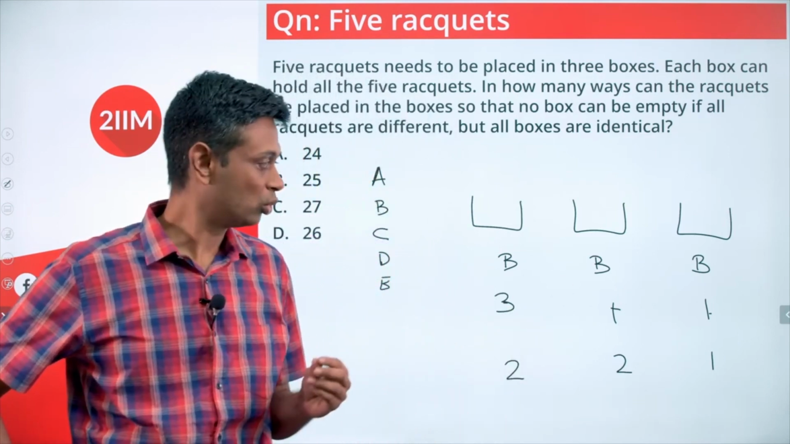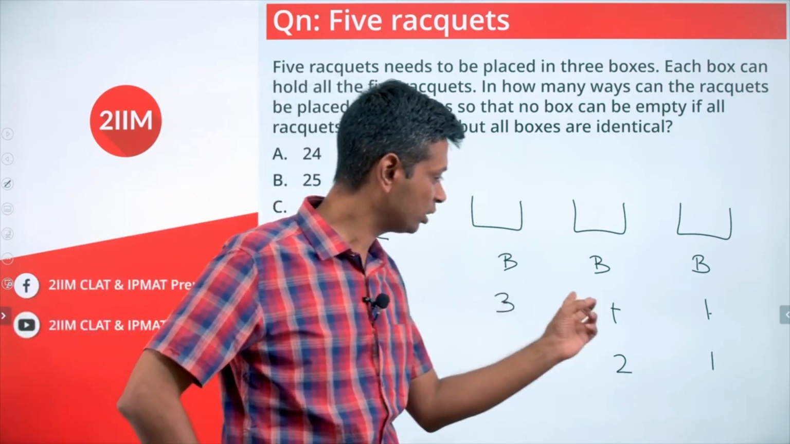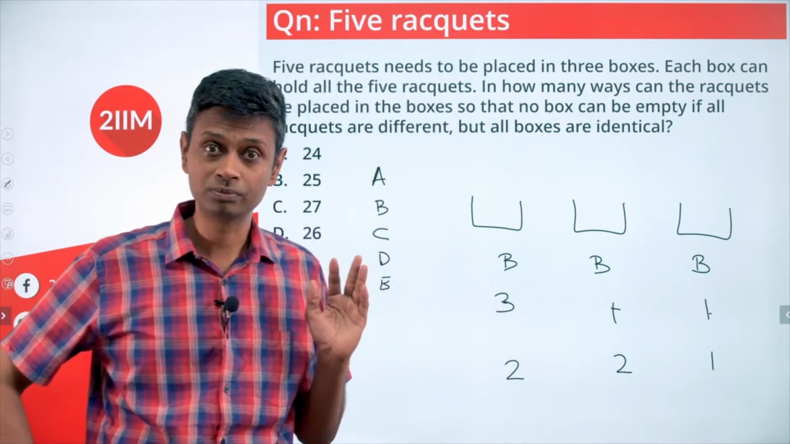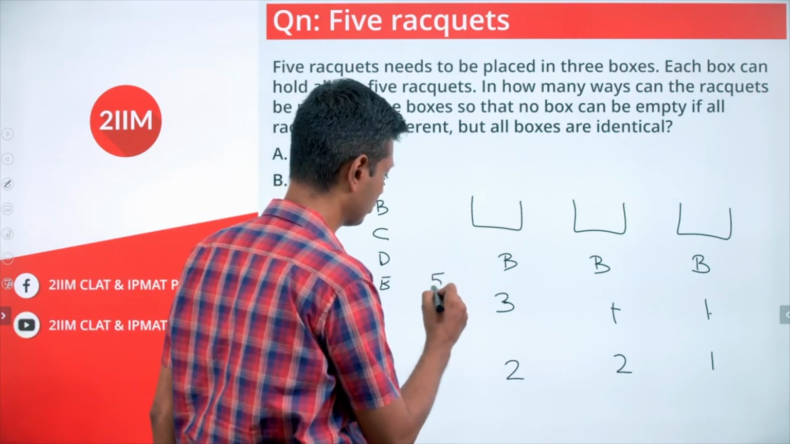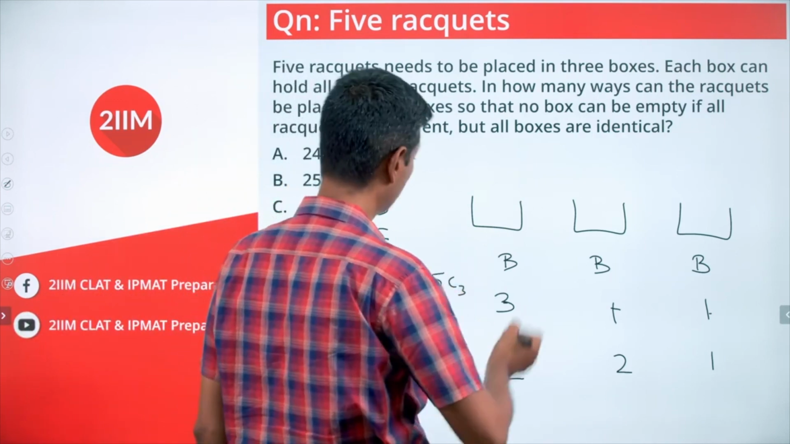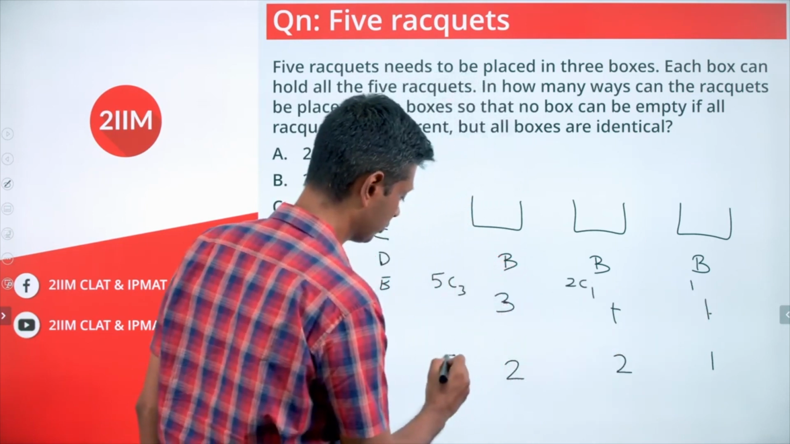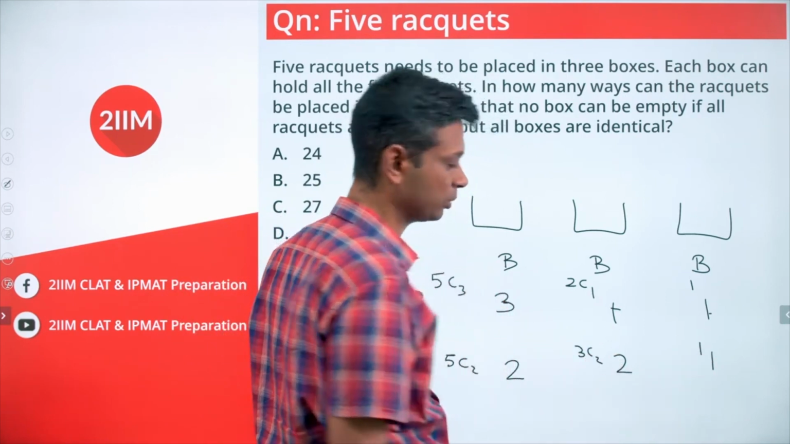So now we know that out of these 5, we need to put 3 in one box, 1 in the second box, 1 in the third box. How many ways can we do that? Then we are through. Out of 5, we're selecting 3, 5C3. Out of the remaining 2, we select 1, 2C1. The last one is just 1. Likewise, 5C2, 3C2, last one just 1.